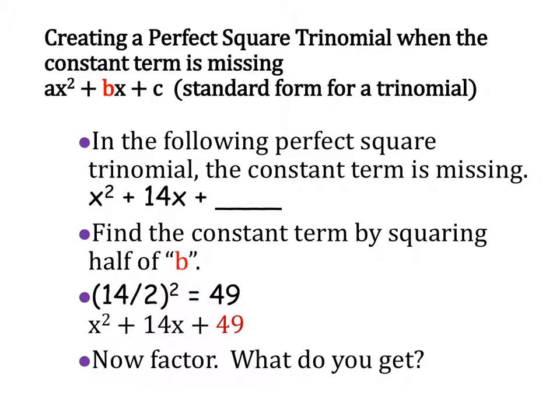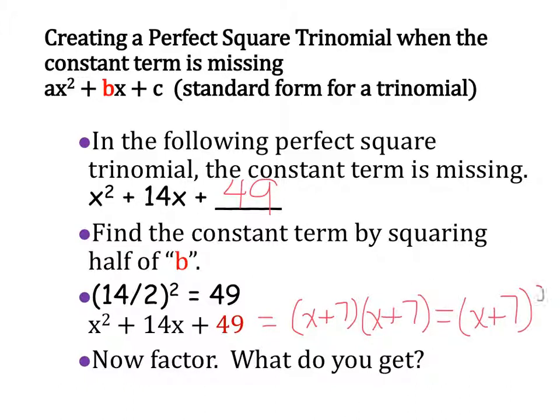So, when we look at this problem, b is 14. To find the missing term, we want to take half of b and then square it. And that gives us 49. So our missing term here is 49. Again, we take half of b and square it. Now, if we factor this, what do we get? X plus 7 times x plus 7, and we write it like this. So we see now that we have a perfect square trinomial.